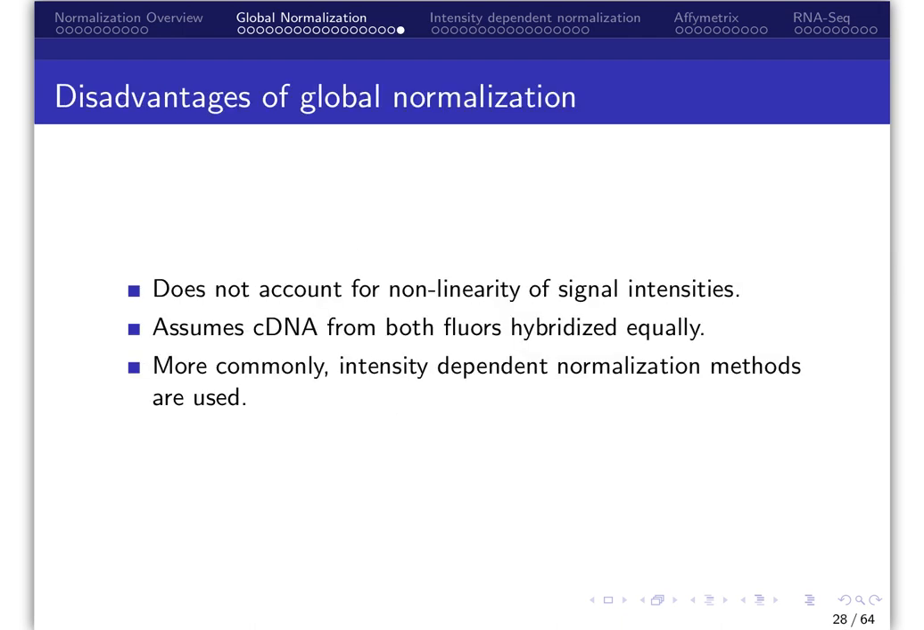There are some disadvantages of global normalization. First, it does not account for the nonlinearity of signal intensities. And second, it assumes cDNA from both fluors or dyes have equally hybridized across the array. Therefore, intensity-dependent normalization methods are more commonly applied.